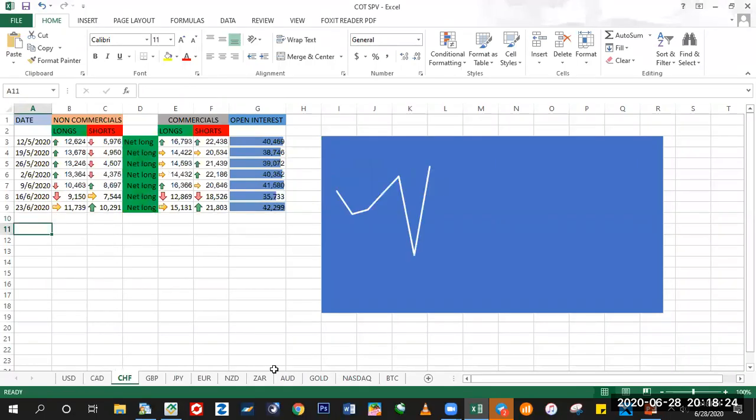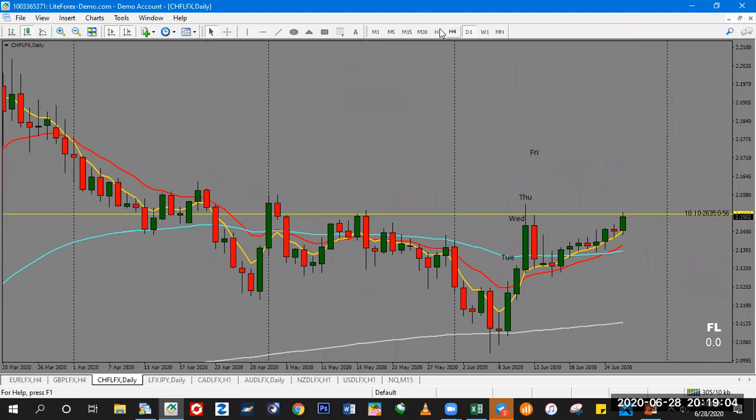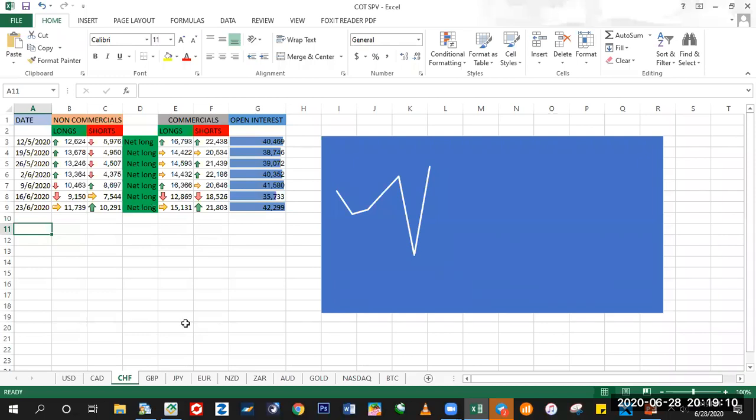Let's go to Swiss franc. On the Swiss franc now, we are net long, but the difference here is not that big. And you can see orders are increasing on the short side. See, from 4,000, 8,000, 7,000, and 10,000, and orders are decreasing on this side here. So that gives us a view that the market is about to reverse. So we are still in net longs.